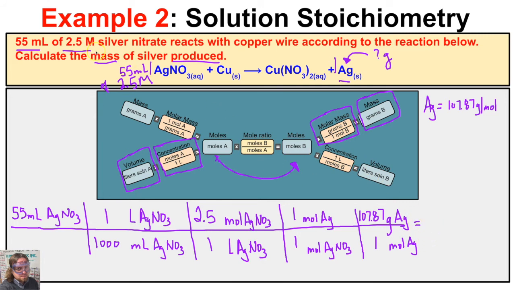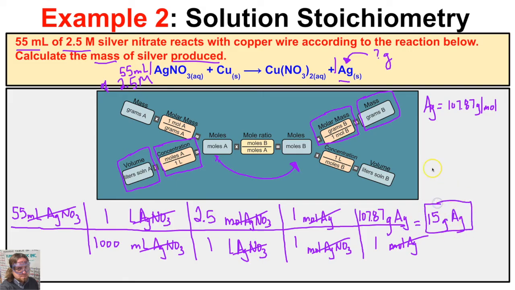If we use the correct number of sig figs, there's 2 here and 2 here, our answer should only have 2 sig figs. 15 what? Well, milliliters of AgNO3 cancels with this one. Liters of AgNO3 on top and bottom cancel. Moles of AgNO3 on top and bottom cancel. Moles of Ag on top and bottom cancel, leaving us with grams of silver.